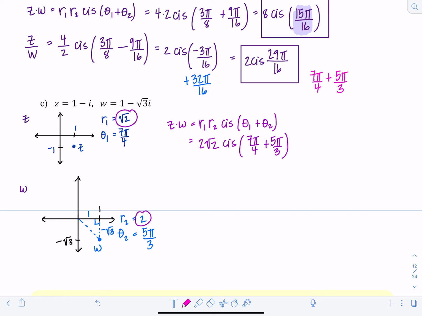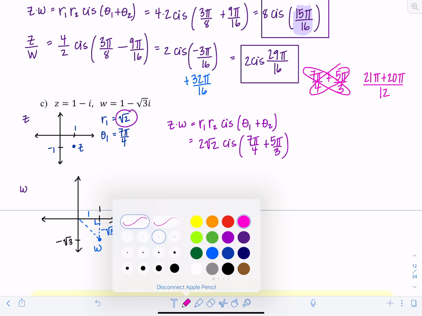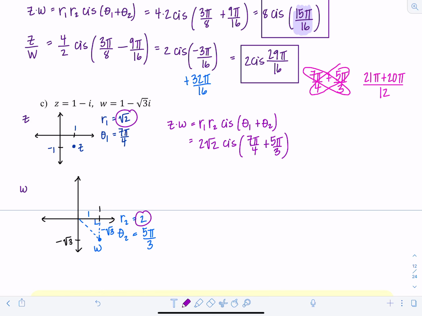How can you resist? You go this diagonal product, so that's 21 pi, times this product, which is 20 pi. So 21 pi plus 20 pi over, and then you just multiply the denominators, 12. Sometimes you have to reduce after. That's the only reason this isn't like the most standard way to do it. But if you don't have to reduce, then you're done. So we have 2 rad 2 cis 41 pi over 12, okay?